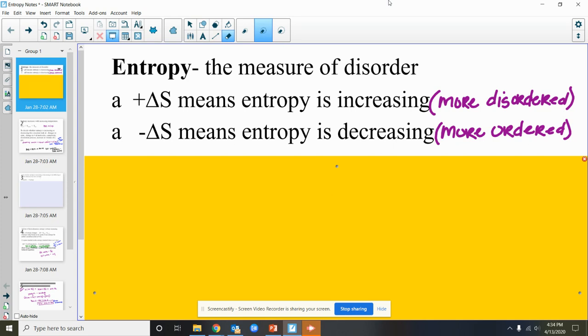Okay, so entropy is a natural process and it's just a measurement of the disorder in the universe. It's recognized as an S. So delta S is the symbol for it, because E was already taken for energy, so they went to S for entropy. If you have a positive delta S, it means your entropy is increasing. It's becoming more and more disordered. Whereas a negative delta S means your entropy is decreasing. It's actually creating more order.